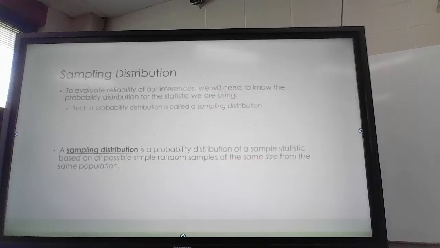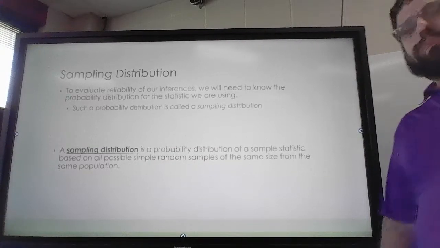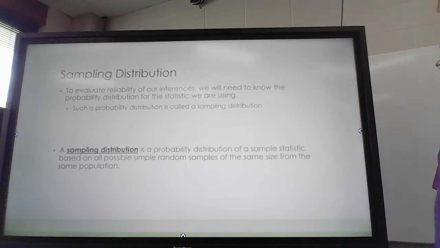To evaluate the reliability of our inferences, we need to know the probability distribution for the statistic that we're using. This is called a sampling distribution. A sampling distribution is a probability distribution of a sample statistic based on all possible simple random samples of the same size and from the same population. That's really important: the samples have to be of the same size and of the same population.